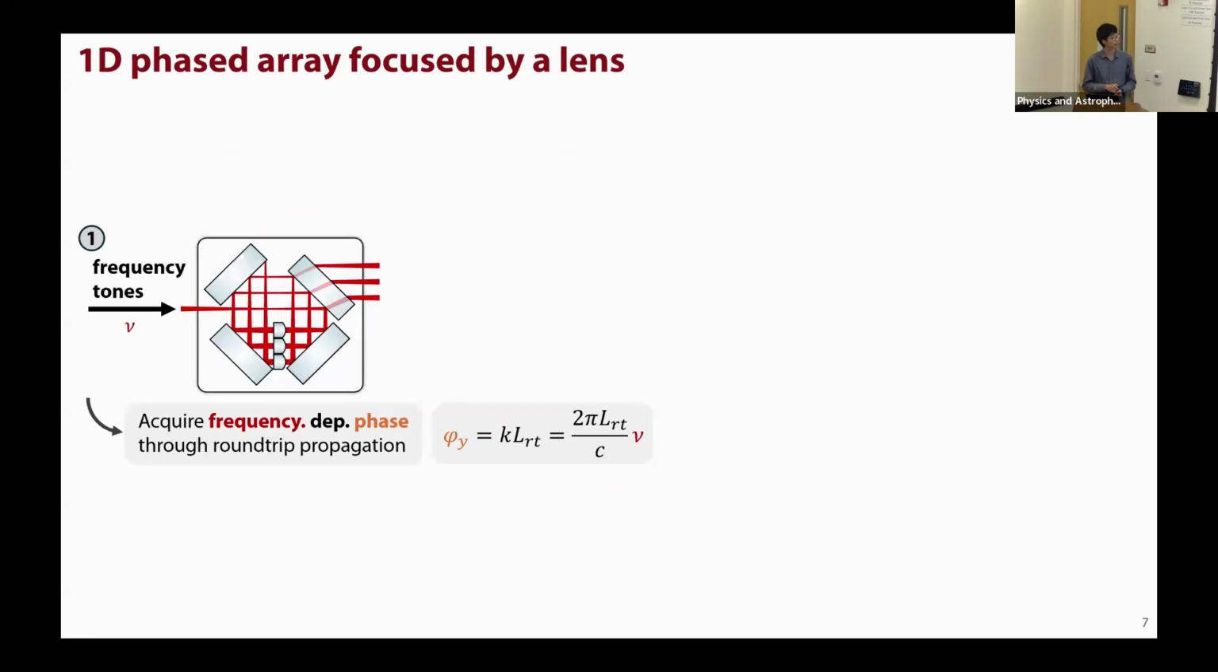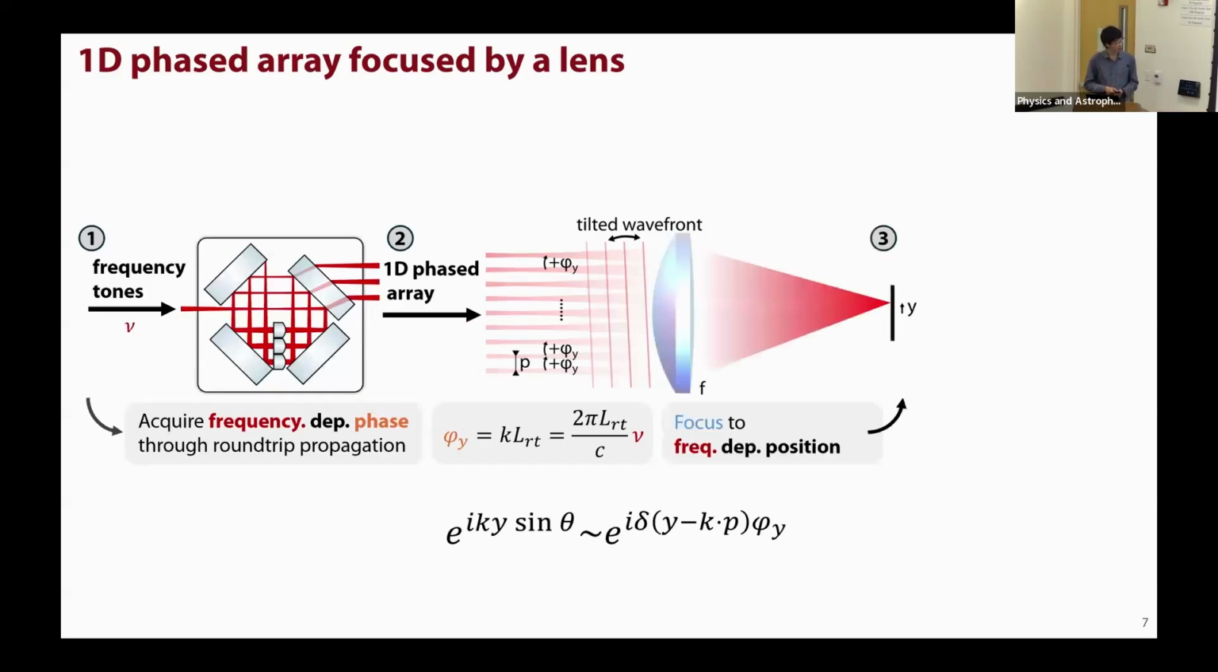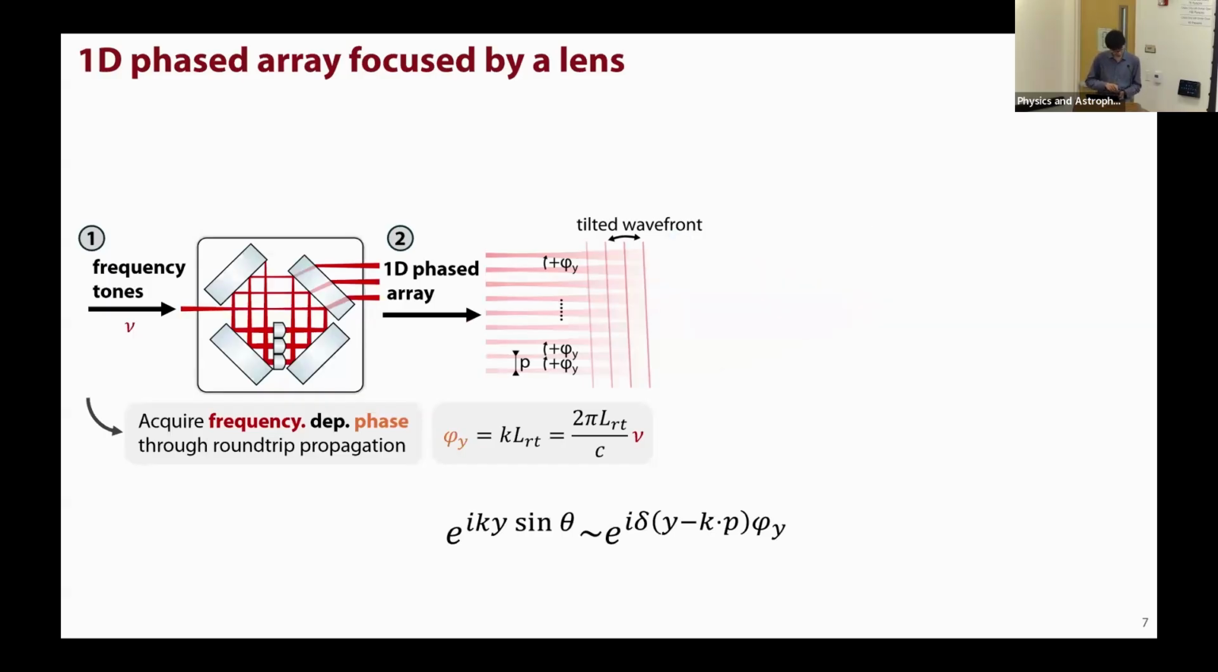After the outcoupling, the resulting 1D phase array will therefore have a phase step phi between its adjacent beams. And this phase profile looks like a discrete sampling of a tilted planar wavefront. This can be understood because in a planar wavefront, if you look at a constant z cross-sectional phase, the phase profile looks like e^(i k y sin theta).